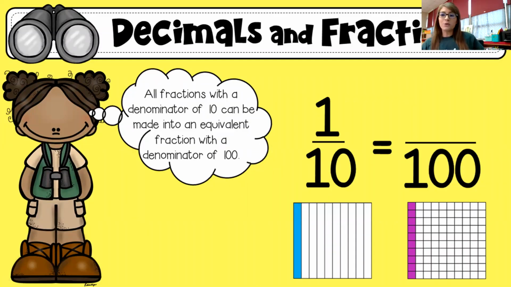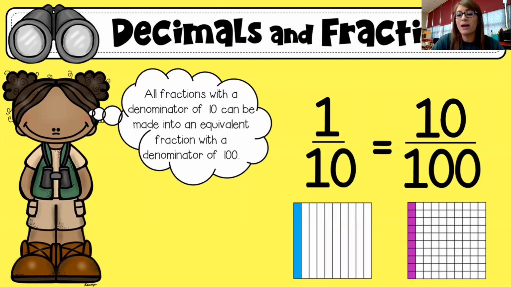Today we're getting into 9.6 and we're talking about adding fractional parts of tenths and hundredths. If you remember back to lesson 9.3, we talked about how we can equivalate tenths and hundredths with each other by multiplying our denominator by 10. 10 times 10 gets us to 100. All fractions with a denominator of 10 can be made into an equivalent fraction with a denominator of 100 just by the power of 10.